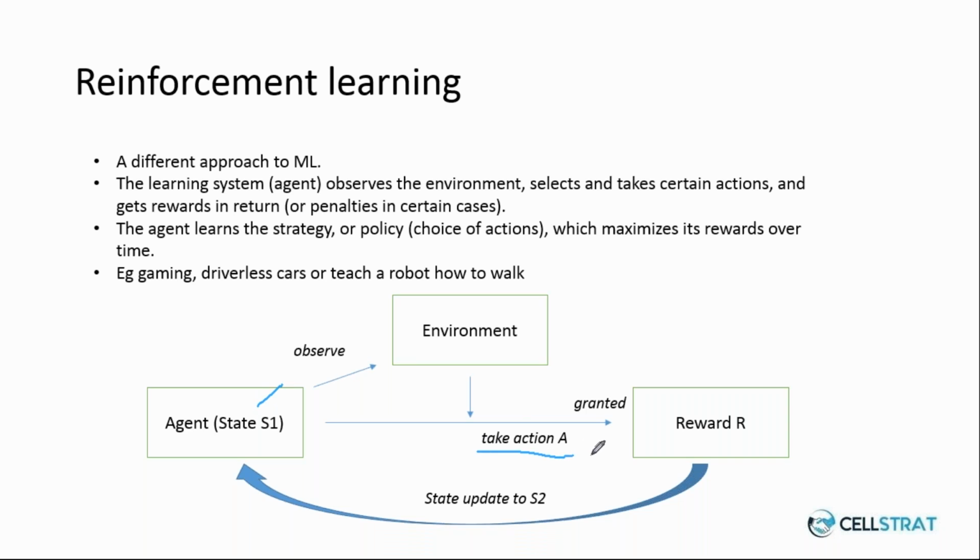The agent takes action A. In response to action A, the system grants it reward R. Okay. So then the state of the agent changes from S1 to S2. And so by giving this reward, the system is telling the agent that this action was a desirable action. If the agent does not get a reward, the agent will not repeat that action. So action A is only repeated if the agent is granted a reward.